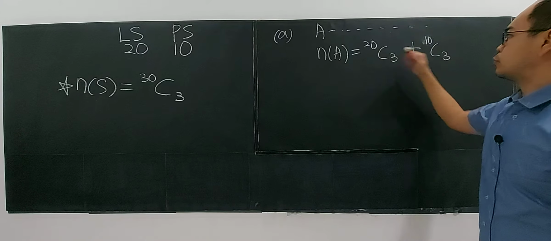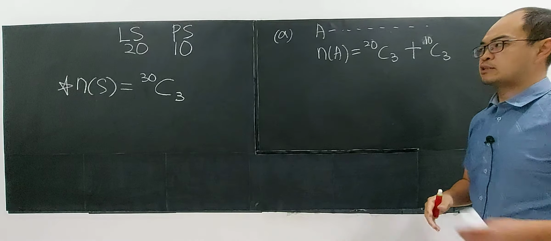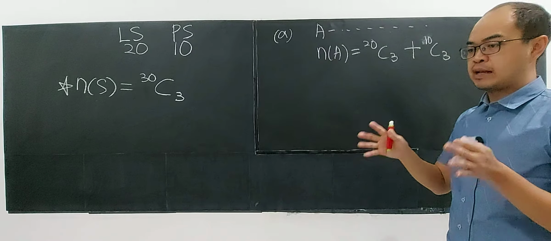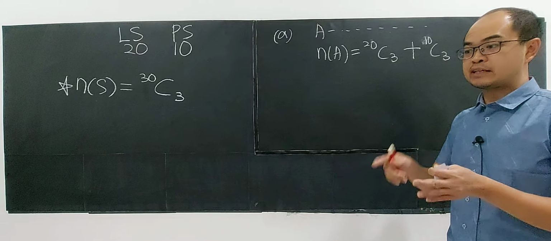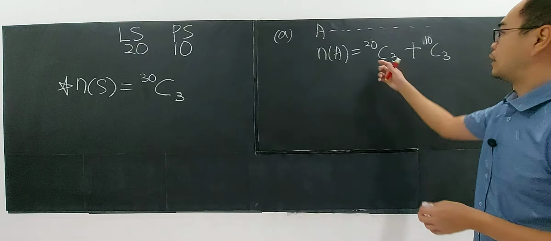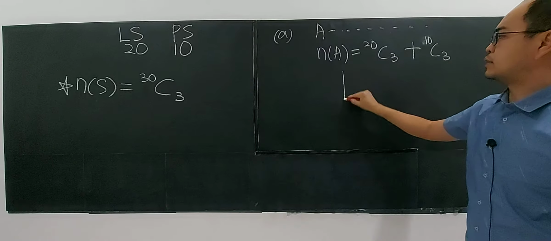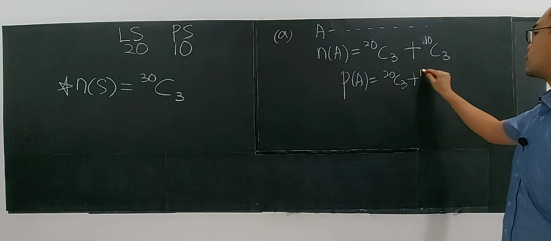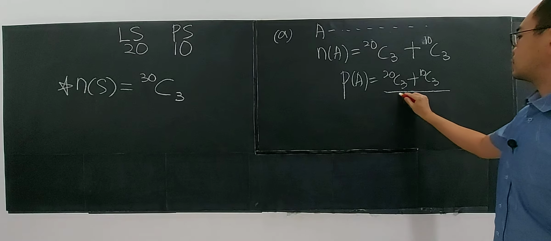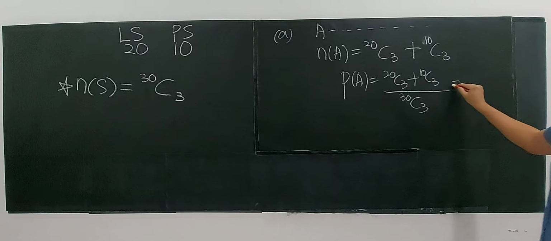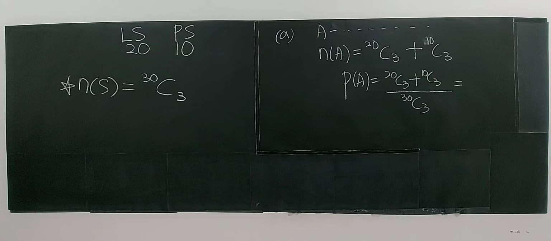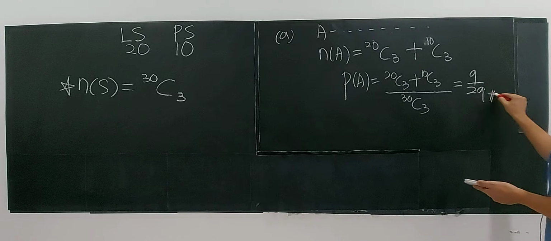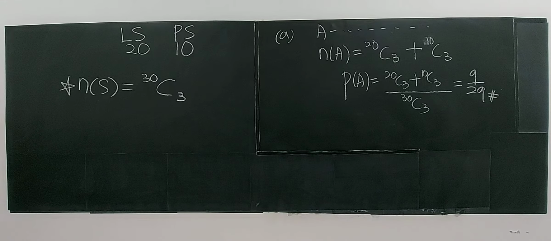These 2 events are mutually exclusive. What does mutually exclusive mean? When you choose all members from life science, it can't be that there is still a physical science student inside. So there is no intersection between these 2. The probability of A is 20C3 plus 10C3 divided by 30C3. Then you will get the required probability, which is 9/29.